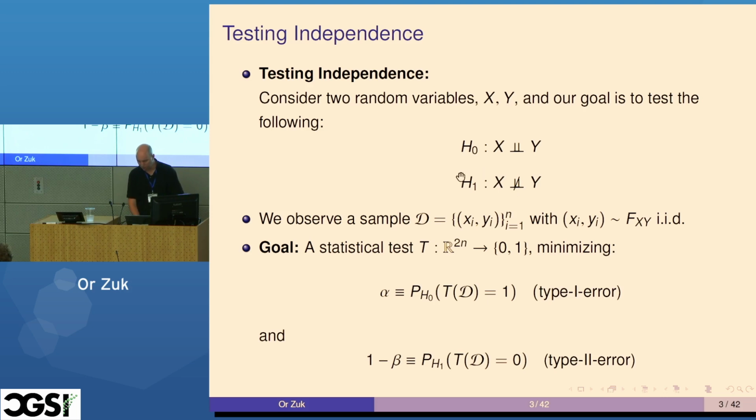Now notice that here, both H0 and H1 are composite hypotheses, right? They don't specify a particular distribution. Even if I tell you that x and y are independent, I didn't tell you what the marginal distribution of each one of them is. And H1 is any joint distribution that is not independent.